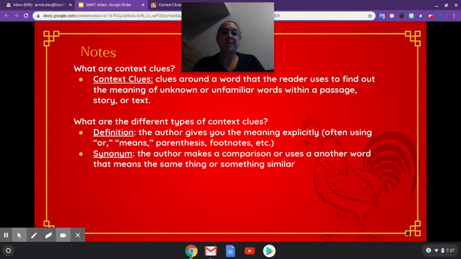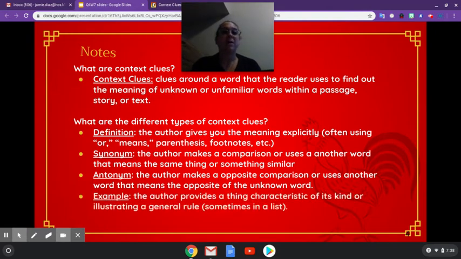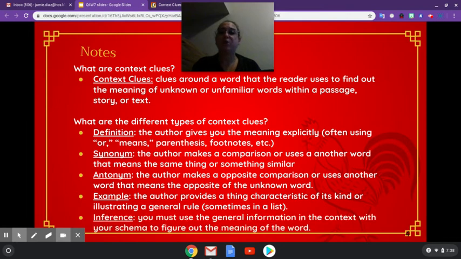Okay. A synonym is the author makes a comparison or uses another word that means the same thing or something similar to that. And then we have the antonym that goes together, synonym and antonym. The author makes an opposite comparison or uses another word that means the opposite of the unknown word. Next, the example. The author provides a thing characteristic of its kind or illustrating a general rule, sometimes in a list. And then we have an inference. You must use the general information in the context with your schema to figure out the meaning of the word.